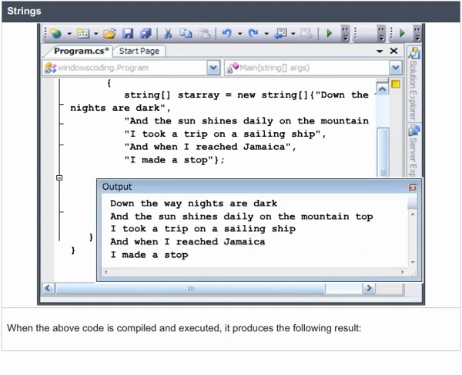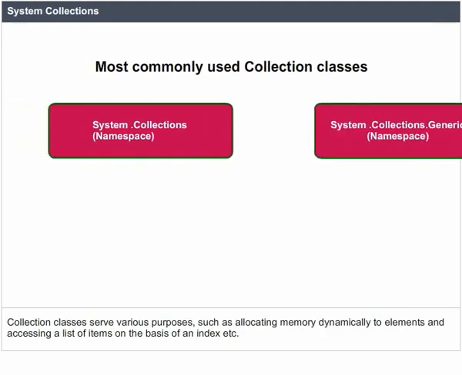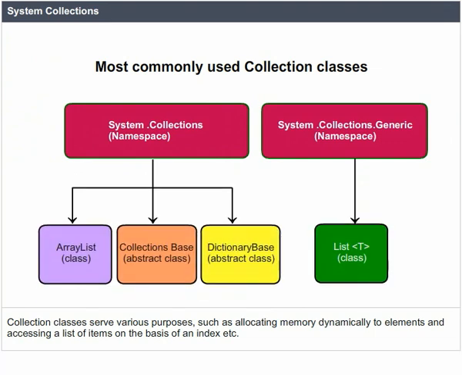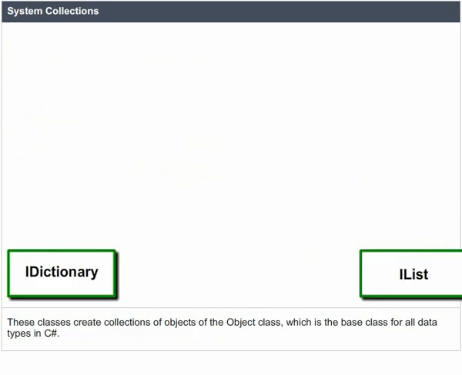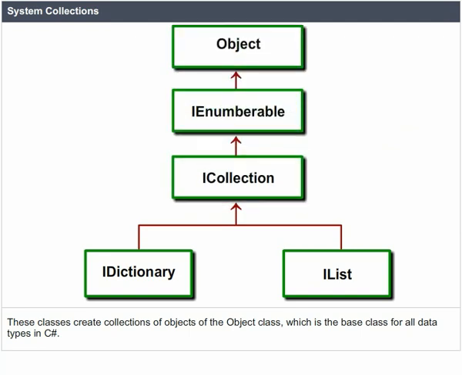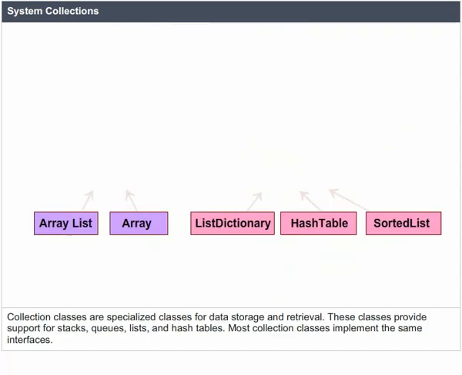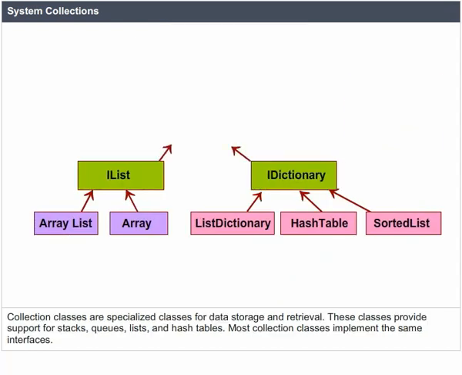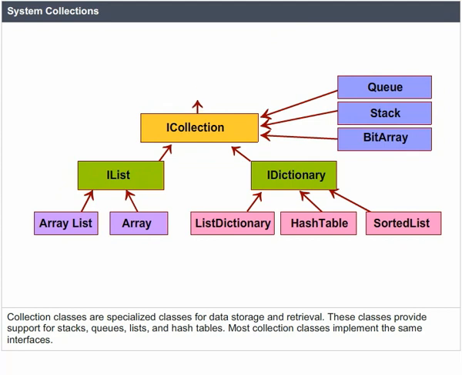System collections. Collection classes serve various purposes, such as allocating memory dynamically to elements and accessing a list of items on the basis of an index, etc. These classes create collections of objects of the object class, which is the base class for all data types in C#. Collection classes are specialized classes for data storage and retrieval. These classes provide support for stacks, queues, lists, and hash tables. Most collection classes implement the same interfaces.